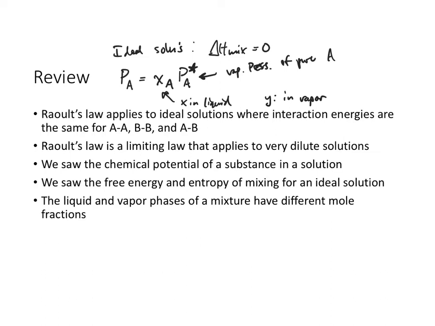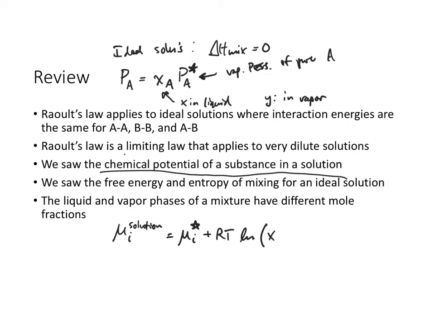Okay, what else did we see? We also saw how the chemical potential was calculated for a substance in a mixture, and that was for component I in solution. So let's say we have a number of different components in the solution, I, J, K, etc. The chemical potential equals what that chemical potential would have been in the pure substance plus RT log mole fraction of I.